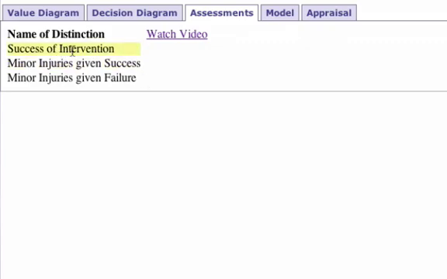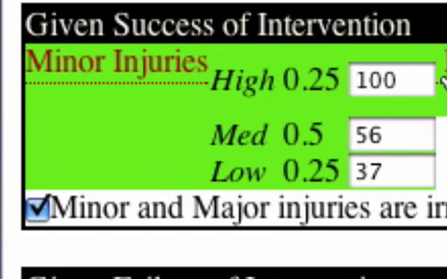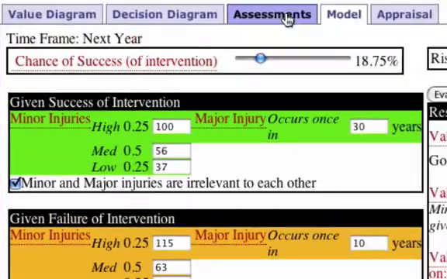Now let's go into the distinctions that are not binary. Success was about yes, you succeeded or no, you didn't. But minor injuries given success is more about distributions. So here you can see, for instance, we have a high, medium, low of the number of minor injuries in both cases, given success and given failure.